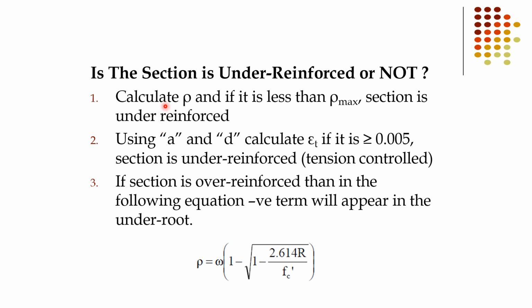Now the next is to check whether the section is under reinforced or not. If the reinforcement ratio is less than rho maximum, then the section is under reinforced. Second way, using a and d, calculate strain in steel. If strain in steel is greater than or equal to 0.005, the section is under reinforced, meaning tension control. If we put the values and in the under root we get a negative value, it means that it is an over reinforced section, a compression control. Okay, that is the check of whether the section is under reinforced or not.